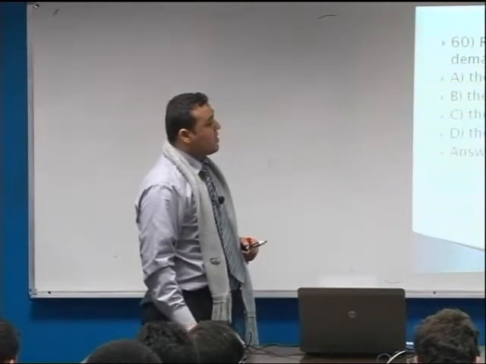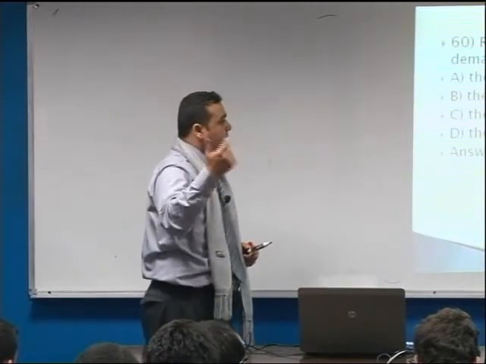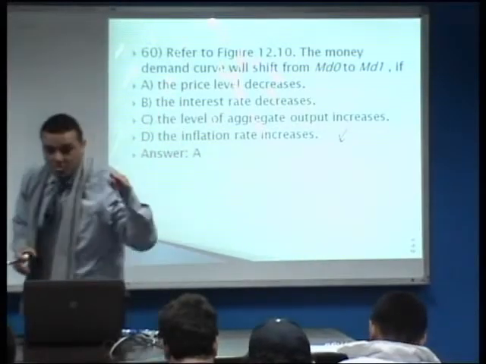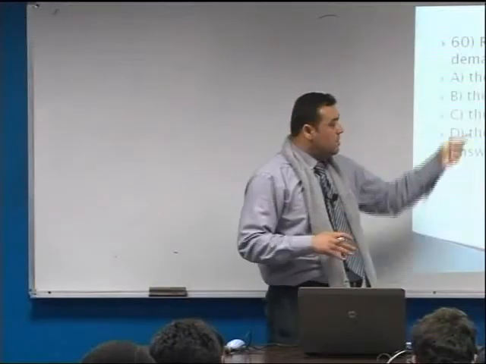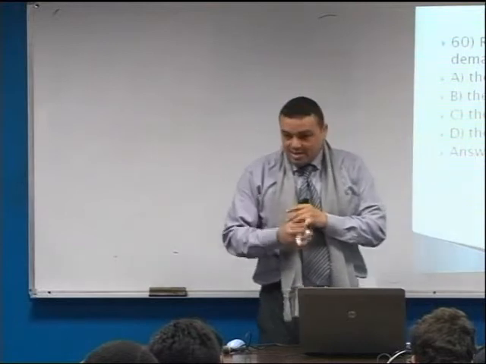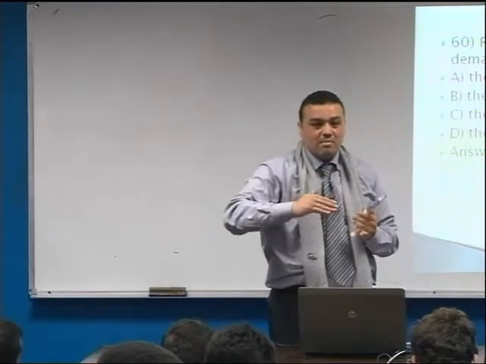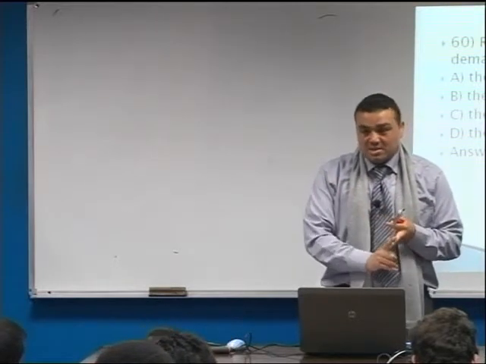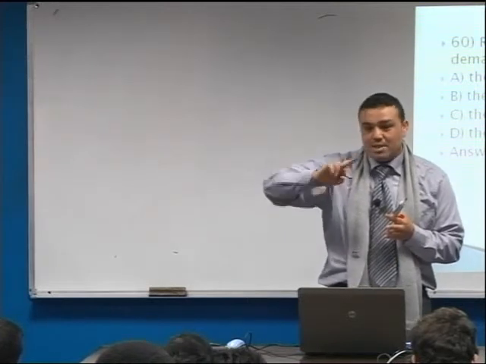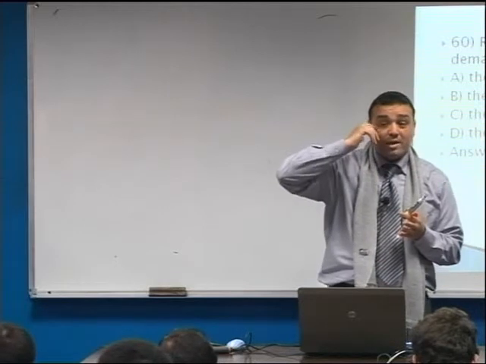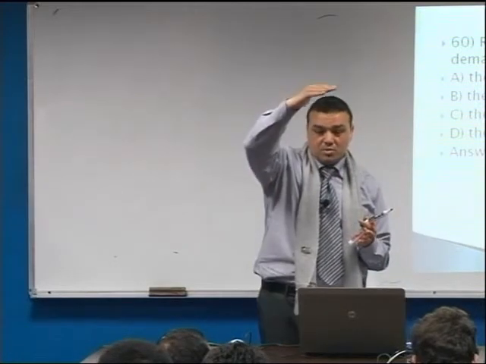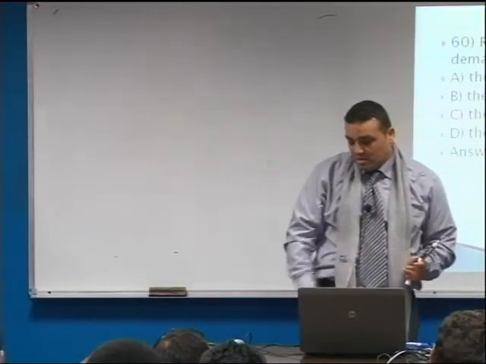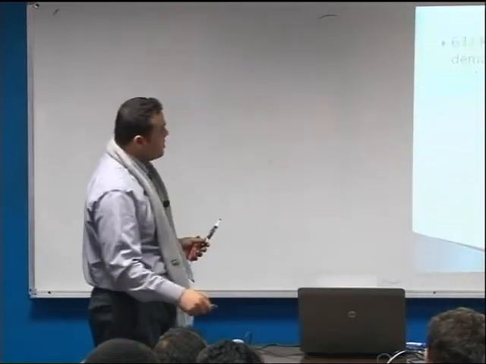The money demand curve will shift from MD0 to MD1 if... they gave us a set of answers telling us what reasons or causes make money demand decrease. Exactly. What makes money demand decrease may be that income decreased, prices decreased, or the number of transactions declined. Right? And vice versa, if I want money demand to increase, shifting from MD1 to MD0, the price would increase. Exactly. So this answer is A.